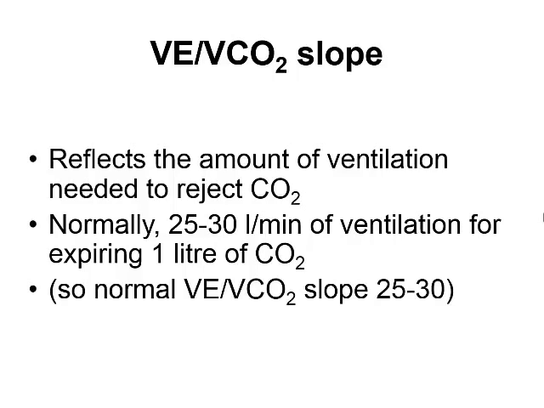Another parameter you have to know, because it's now very popular in the heart failure field, is what we call the ventilation to VCO2 slope. In practice, it reflects the amount of ventilation needed to eliminate carbon dioxide. You and I, we have to ventilate about 30 liters per minute for expiring 1 liter of CO2. So the slope is about 25 to 30.